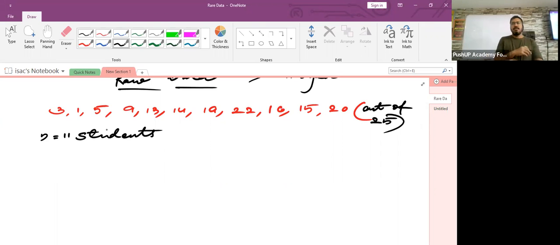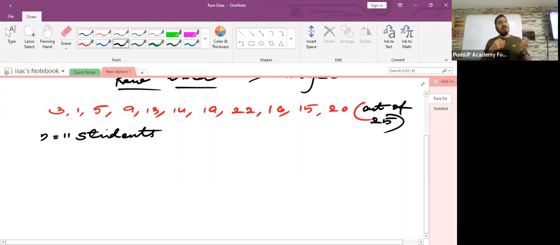Now, I want to read out the marks in the class. So in order to go in a proper sequence, what I will do is, I will arrange these marks either in ascending order or in descending order. So can you help me to arrange these marks in ascending or descending order? Shall I arrange it in ascending order?